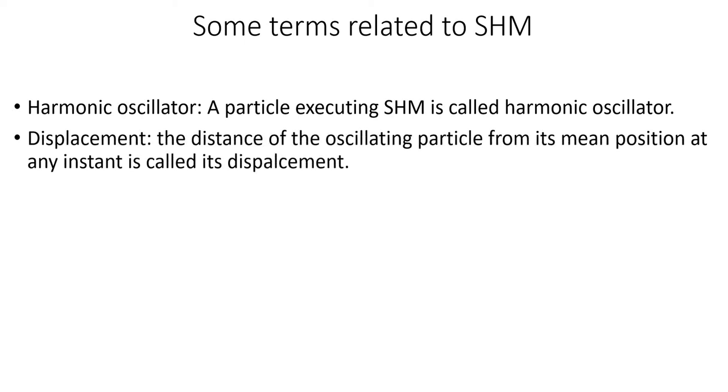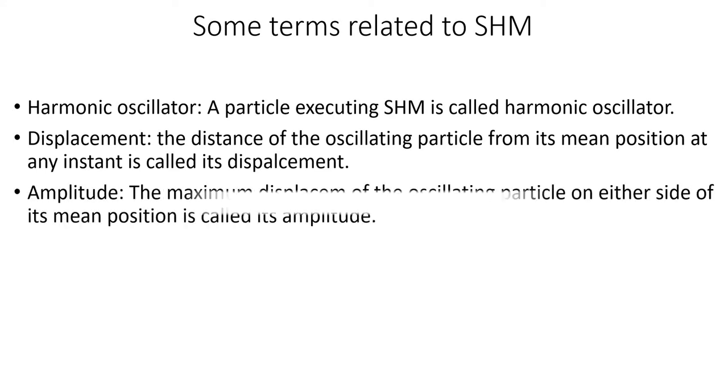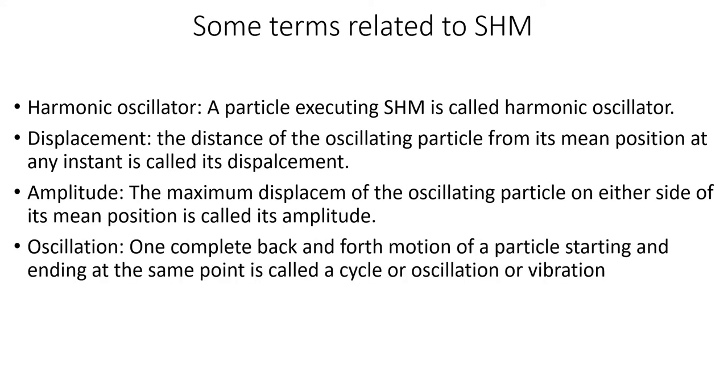And displacement. Displacement means the distance of the oscillating particle from its mean position. From the mean position, what is the distance of the oscillating particle? That is known as displacement. And amplitude means the maximum displacement of the oscillating particle on either side of its mean position. Maximum displacement is known as amplitude.